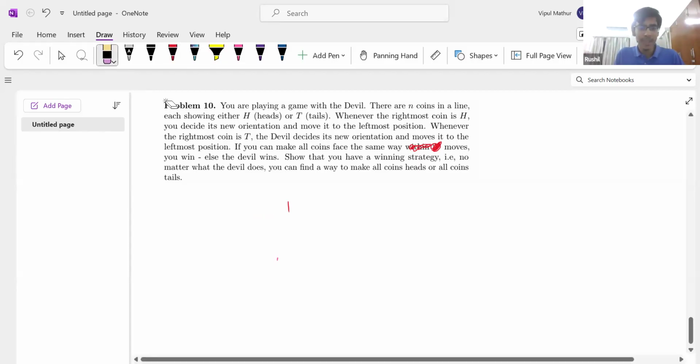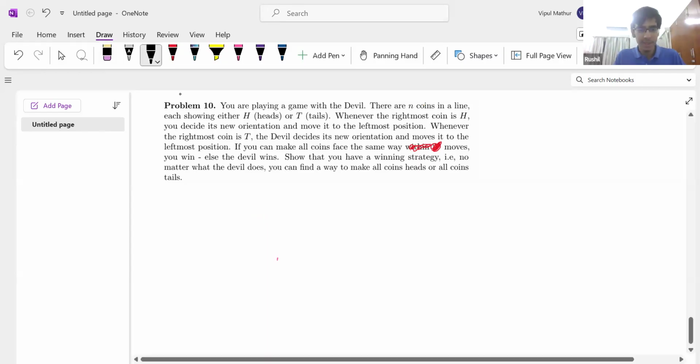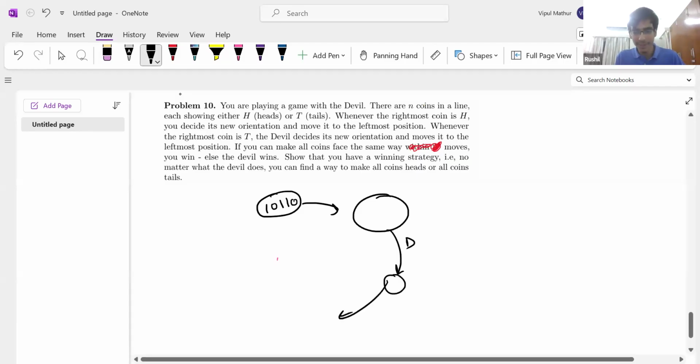Basically, the problem which could happen, which is the scary part, is you run into some sort of loop. So you try doing something, and then the devil chooses to make something, then the devil gets another move, then you choose to do something, the devil does something, and you come back here.